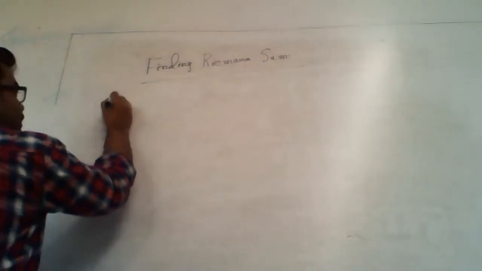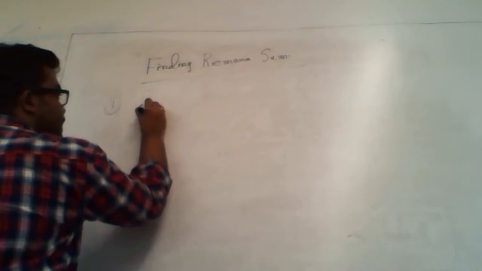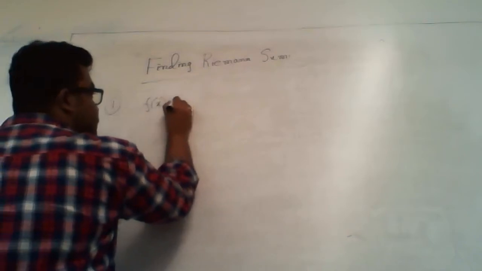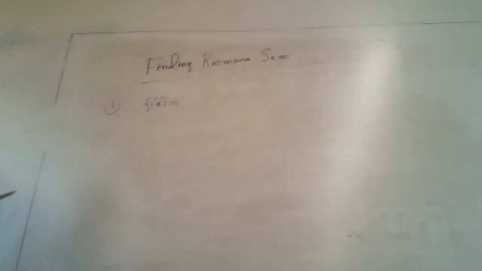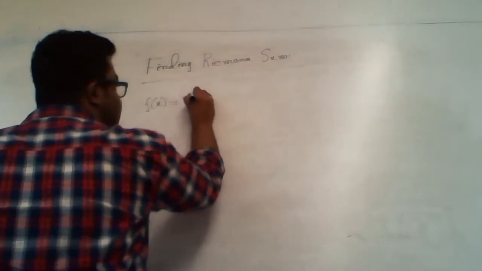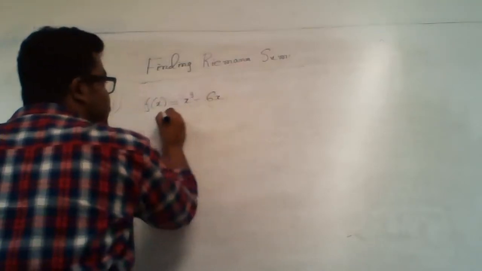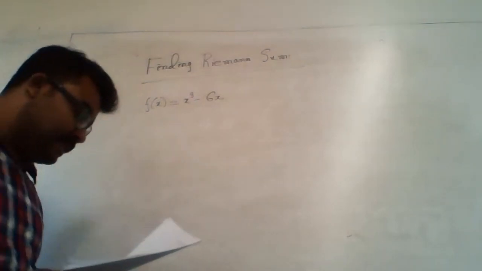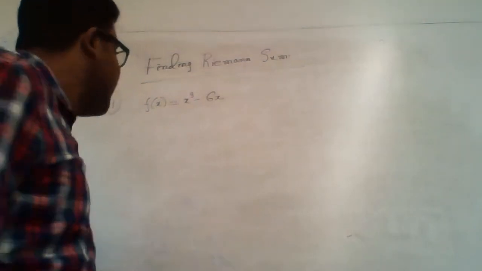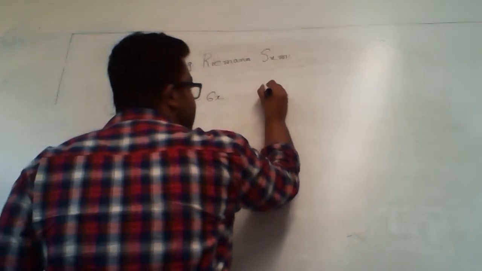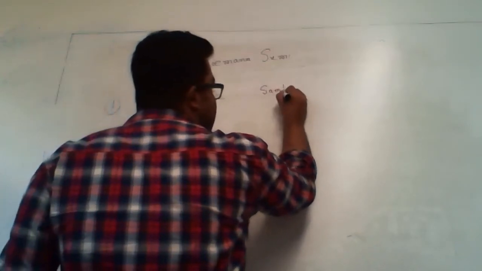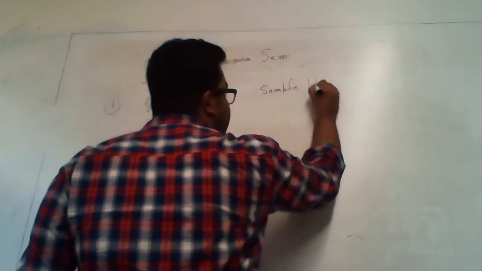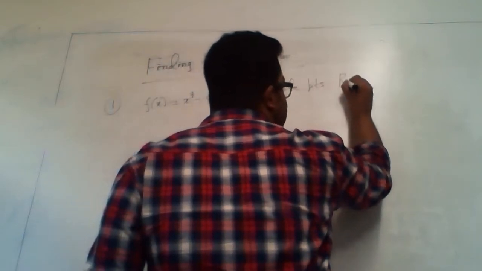Okay, so the first problem is evaluate Riemann sum for the function. You are given a function f(x) which is x cubed minus 6x, and you are asked to find out the Riemann sum for this function taking sample points to be the right endpoint. So sample points have to be the right endpoints.